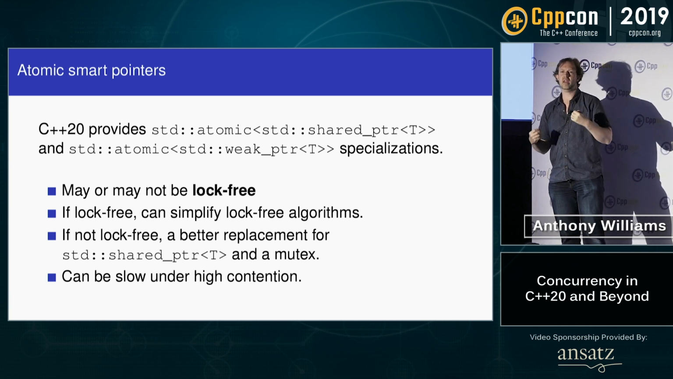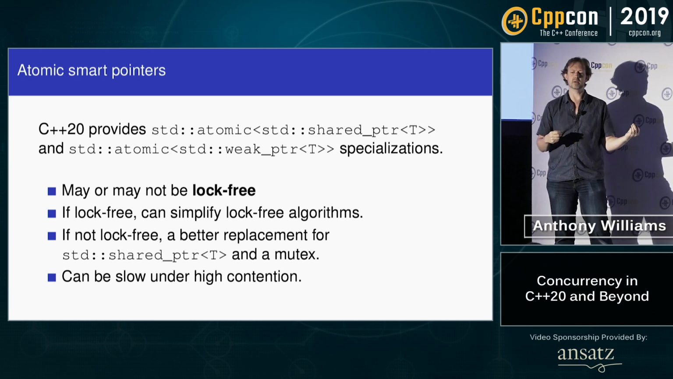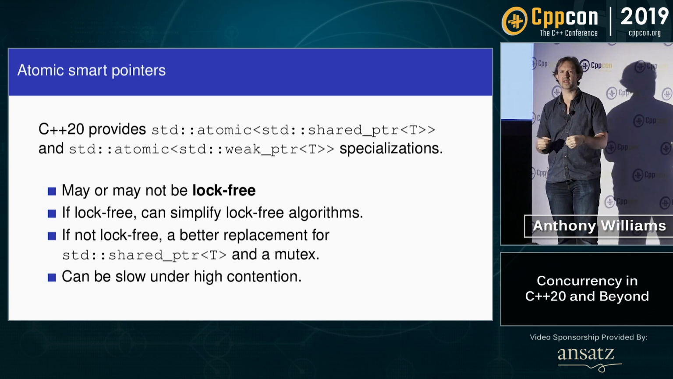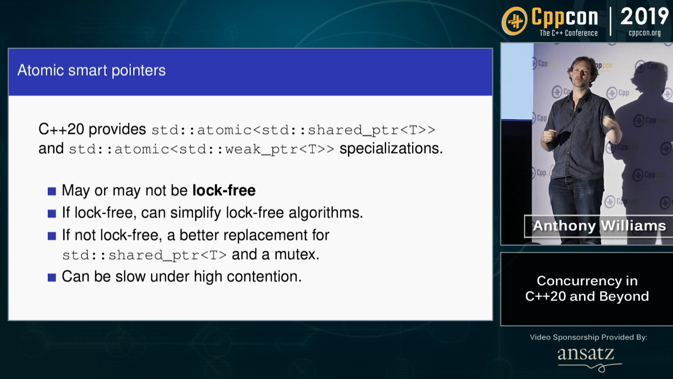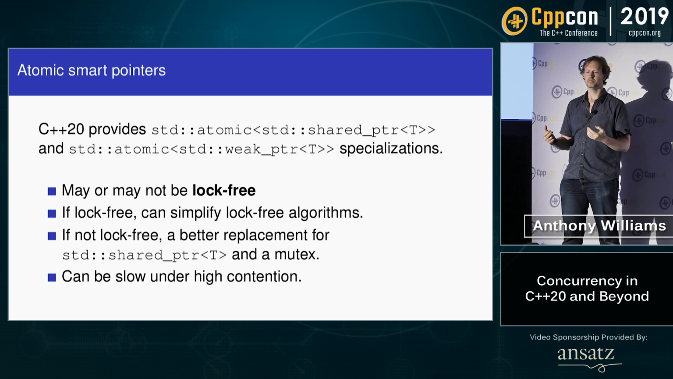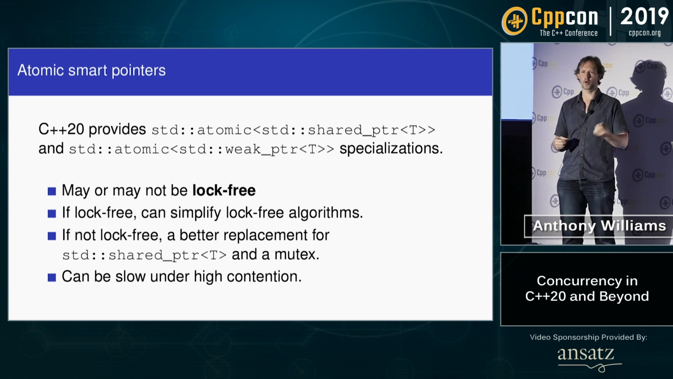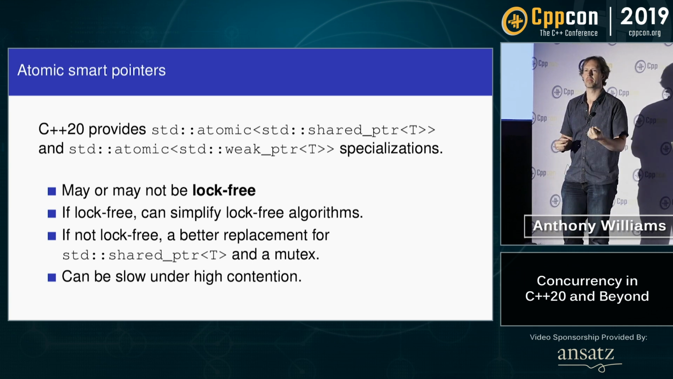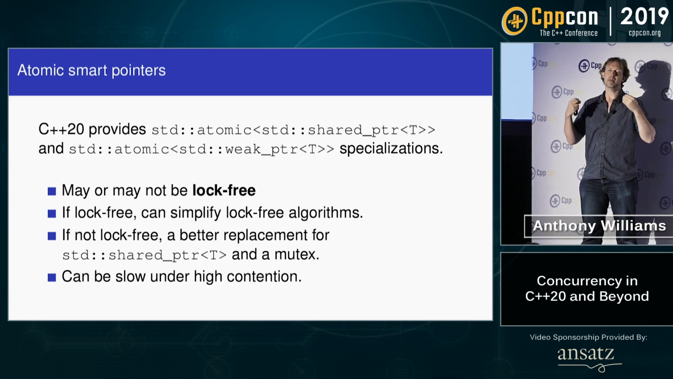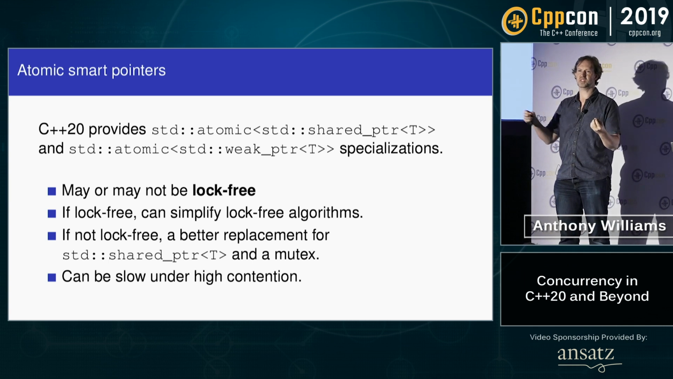In common with every other instantiation of atomic of T, it may or may not be lock-free. If it is lock-free, then you could use it in a lock-free algorithm, and it would probably simplify your cleanup code. If it's not lock-free, then I wouldn't recommend using it in a lock-free algorithm because now you've got a lock in there. It's going to have a spin lock. But it might still be a better replacement to using a shared pointer with a separate standard mutex.